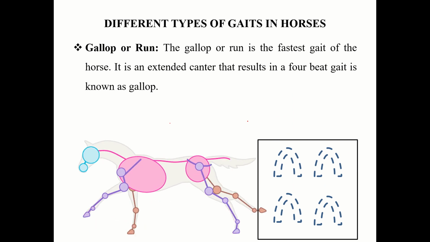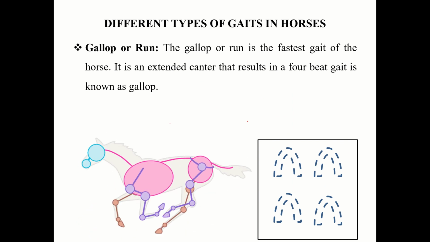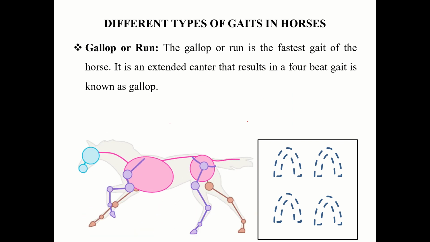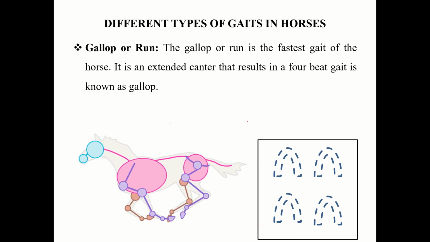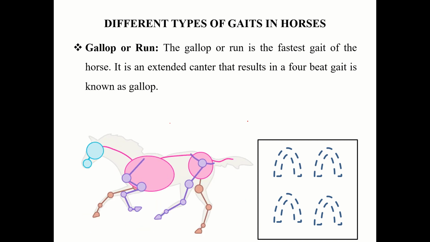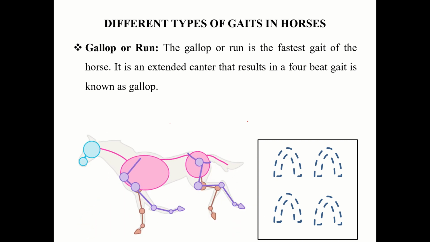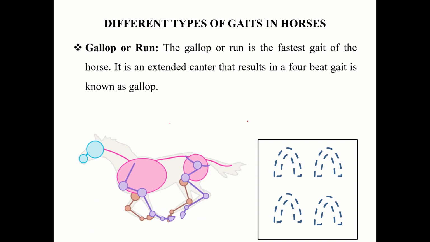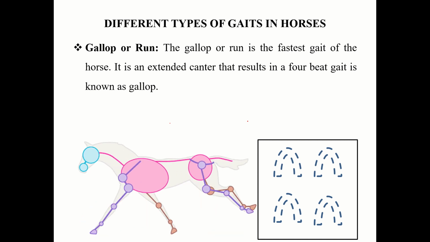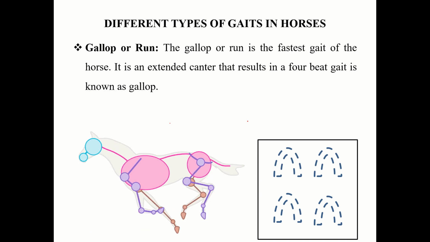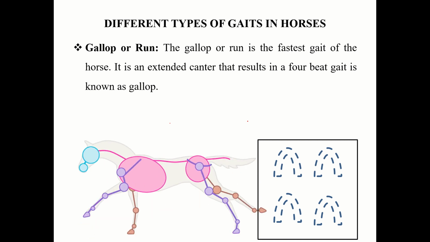Next gait is the gallop, or run. The gallop or run is the fastest gait of the horse, and it is just an extended canter that results in a 4-beat gait, known as the gallop. For a particular time period all the legs will be in the air, and then on the ground, in alternate manner, just like the canter.